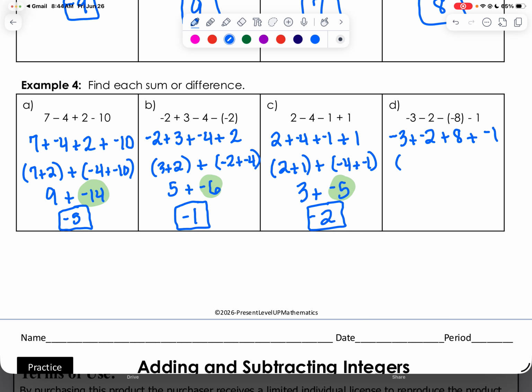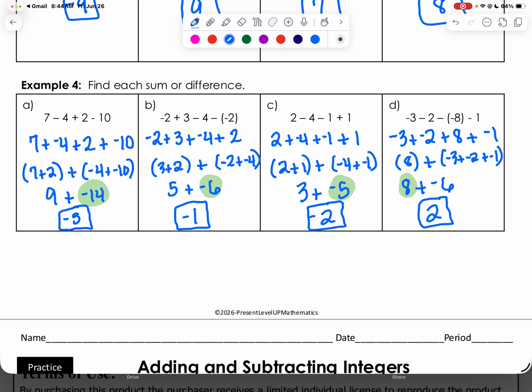Then my only positive here was an 8, and I grouped up negative 3 plus negative 2 plus negative 1. So this is 8 plus negative 3 plus negative 2 is negative 5. Negative 5 plus negative 1 is negative 6. The signs were different, so I subtracted them. I identified the number with the larger absolute value, and it's positive. So my answer was positive 2.